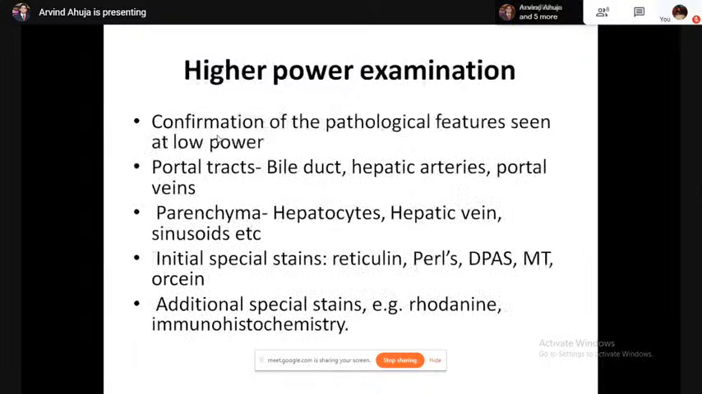After that, we shift to the high power examination of the liver biopsy, in which we confirm the pathological features which we have seen in low power. We look into the portal tract and see whether bile ducts, hepatic arteries, and portal veins are there or not. Adequate number of portal tracts and adequate number of ducts should be present in almost all of the portal tracts. Then we move to the parenchyma and see what the changes are in the hepatocytes, hepatic veins, and sinusoids, and then we can also use different stains to confirm our findings which are there on H&E stain.